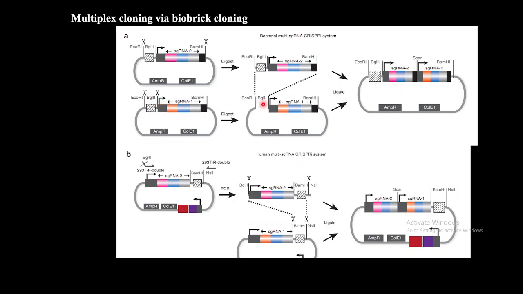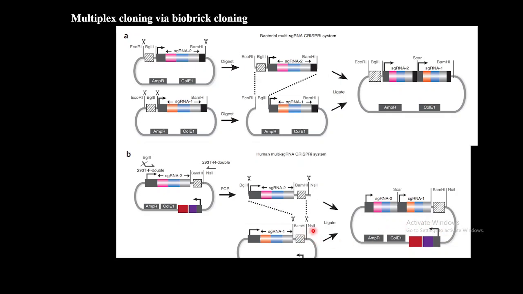Now, as I have explained before, BglII and BamHI have compatible ends. So what will happen is that this sgRNA2 is going to be ligated here, but a scar is going to be produced, because in that case this particular portion is recognized neither by BglII nor by BamHI. This is BioBrick cloning, and similarly you can use another sgRNA in this, and that's how you can do multiplex cloning.